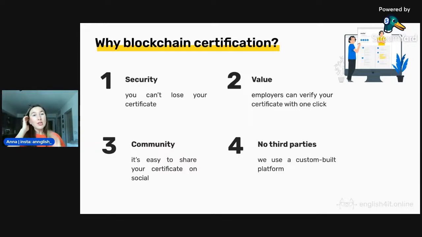Another thing, you can easily share your certificate with the community. For example, share it on LinkedIn or share it on Twitter and let the world know about your achievements. And yeah, so no third parties.